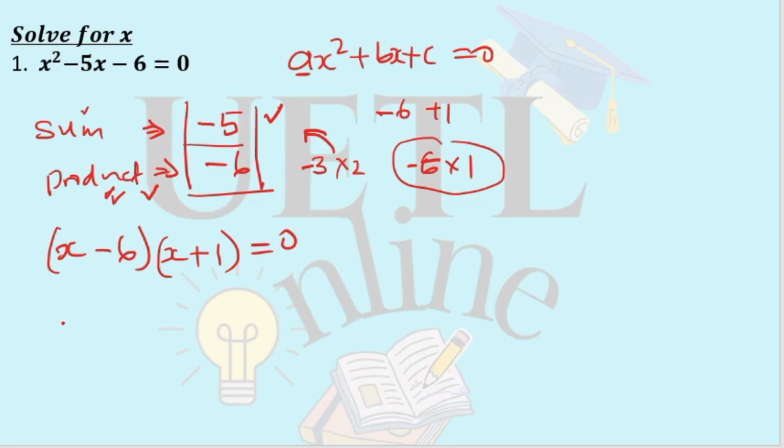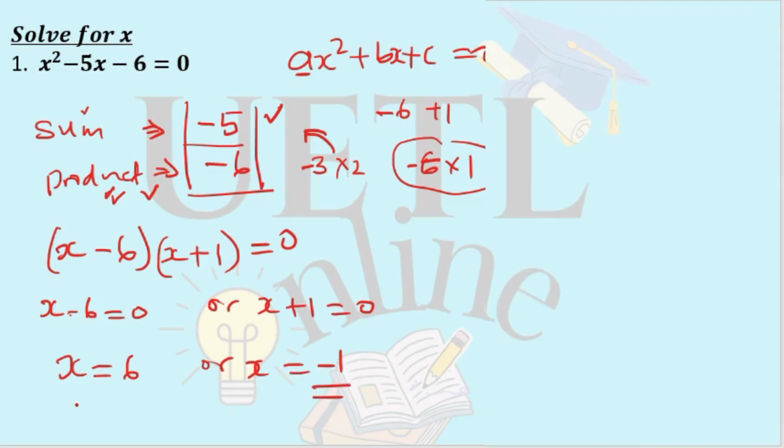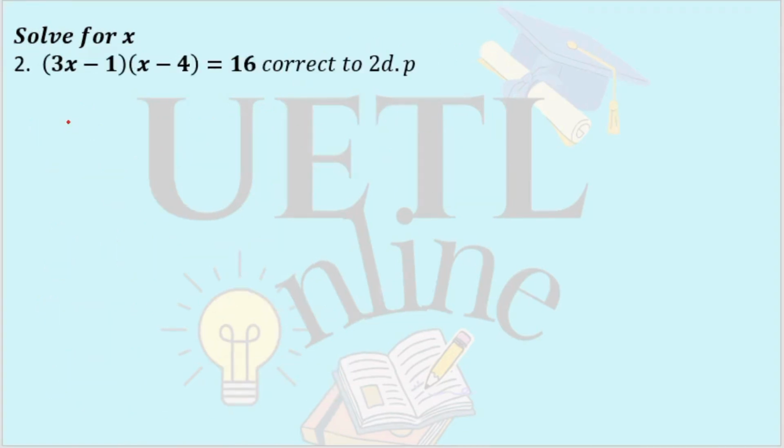Now you write x minus 6 equals 0, or x plus 1 equals 0. Then you simplify this separately. If you take 6 to this side, you get x equals 6, or x equals minus 1. So these will be our answers. Let's go to our next question.